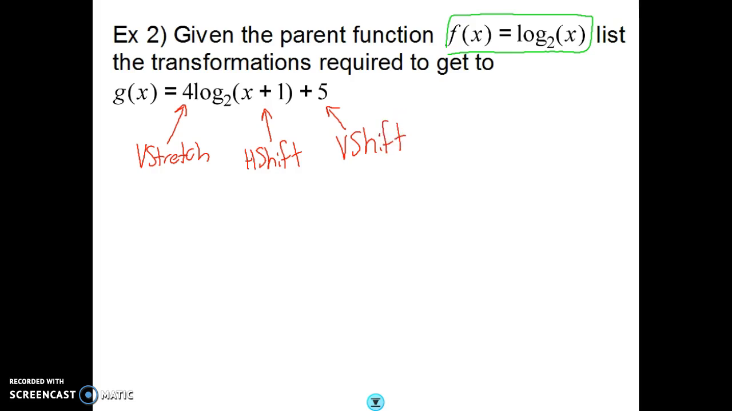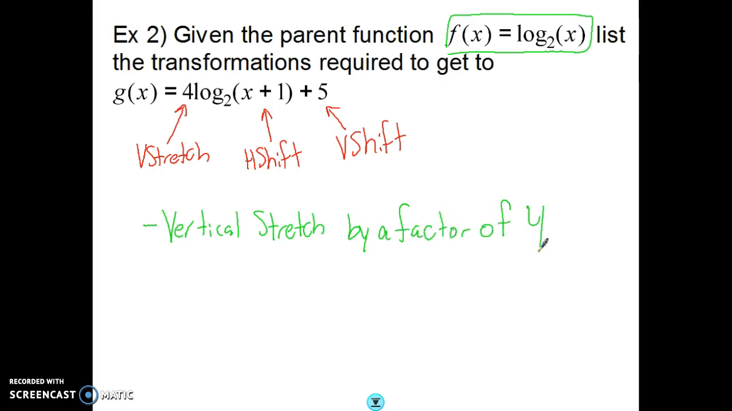So in this case, the 3 transformations we have going on, I have this vertical stretch, in this case by a factor of 4, which means this thing is going to be 4 times as tall. I also have a vertical shift. I'm showing the same order we had in the last example. A vertical shift by up 5 units.